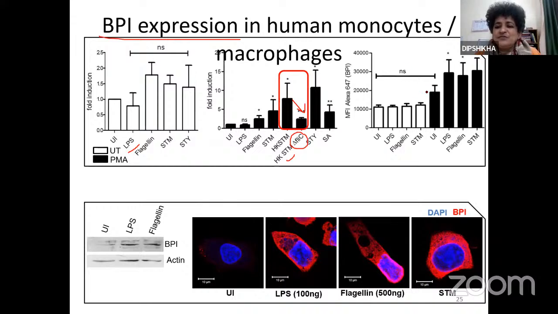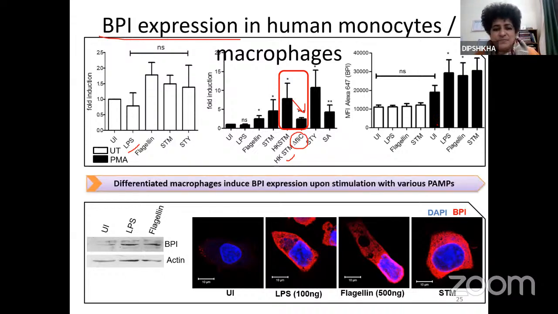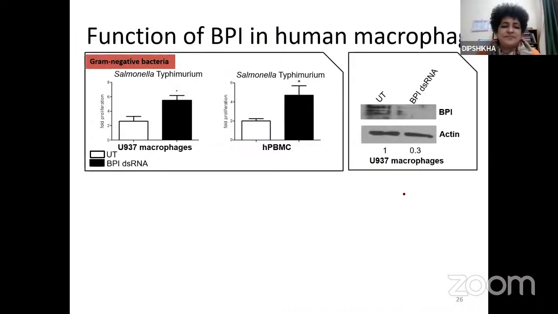So the staining also shows the same thing. This is nothing but the FACS analysis to show the percentage of the cells which give rise to this BPI. So the differentiated macrophages, that is, when you differentiate them with the PMA, induce the BPI expression when you stimulate them with various PAMPs. PAMP is pathogen-associated molecular pattern.